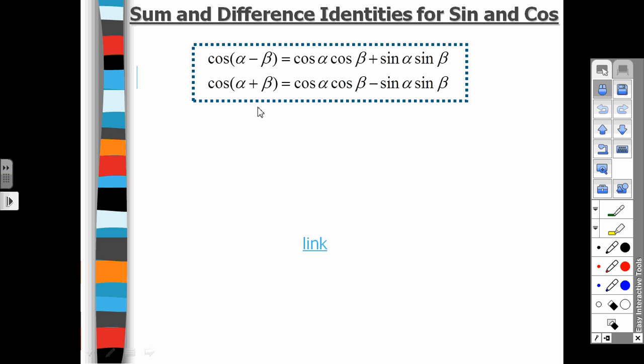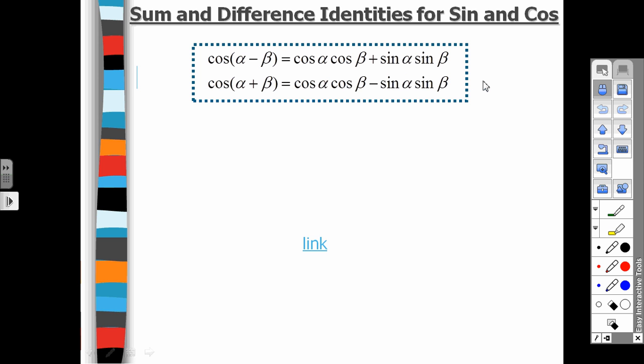We're going to introduce the variables alpha and beta, Greek letters, and they're just going to represent different angle measures. So if I wanted to take the cosine of 2 angles that I'm subtracting, I could expand that out as the cosine of alpha times the cosine of beta plus the sine of alpha times the sine of beta. And likewise, you can see that the sum identity for cosine is almost exactly identical to the difference. The only thing that changed was the plus sign turned to a minus sign. Okay, so somehow you're going to have to memorize that pair of identities.